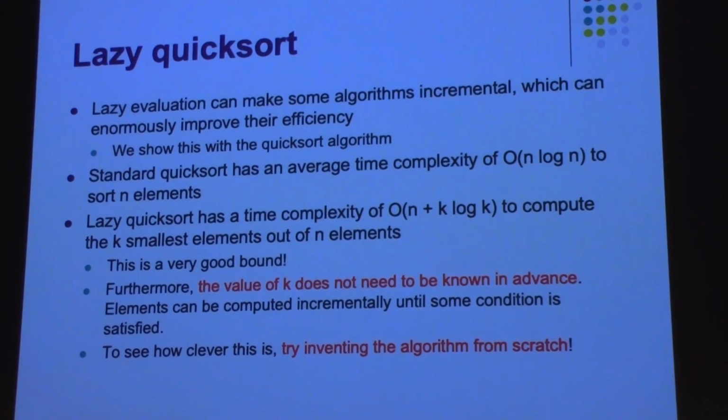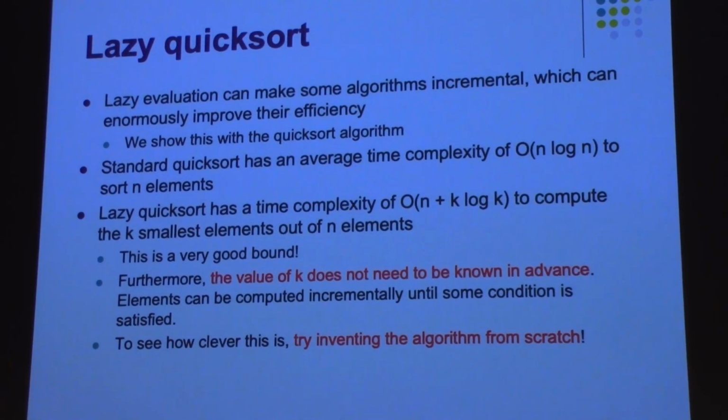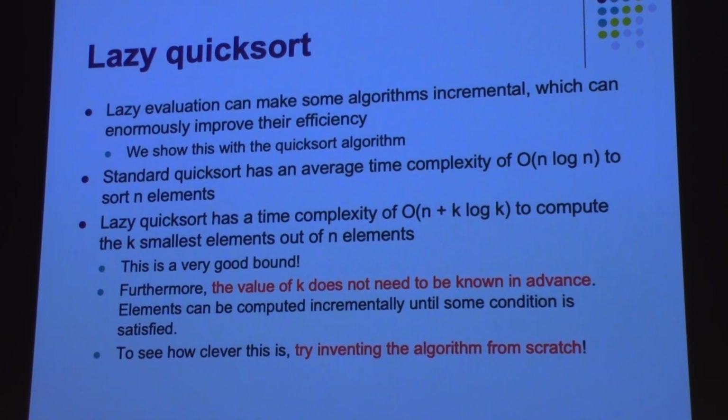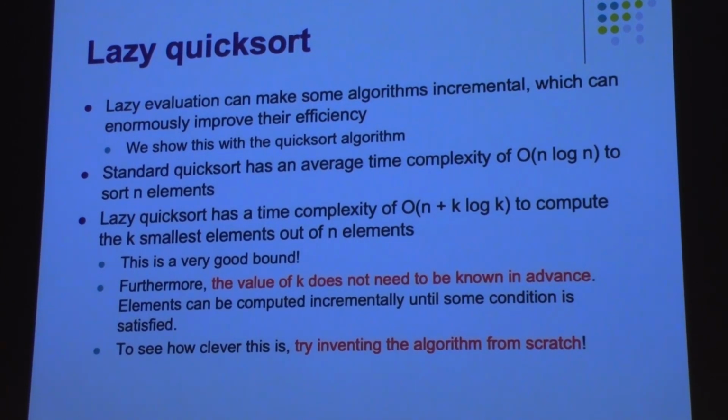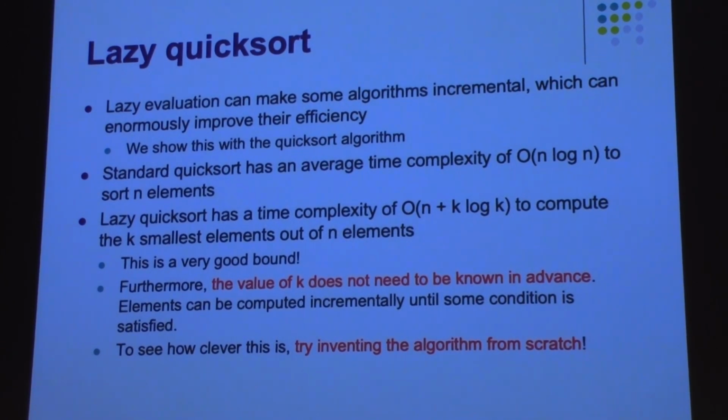So lazy evaluation, we saw it can make algorithms incremental. So it's only creating things when we need it piece by piece. Okay, now I'm going to show you what happens when we use laziness on quicksort. So quicksort is a famous sorting algorithm that you probably saw. So who knows quicksort? Some people know quicksort, okay.